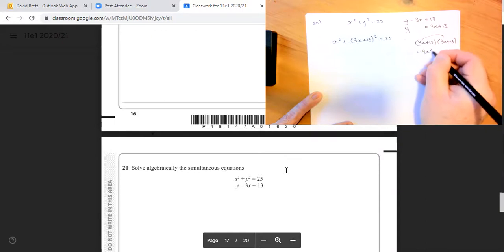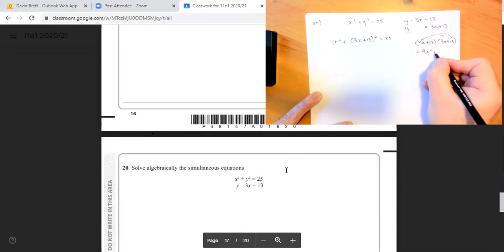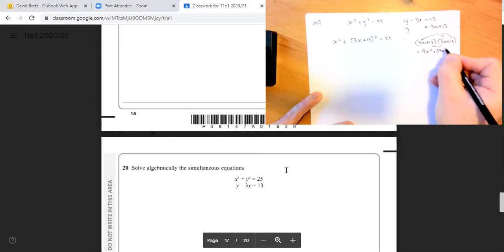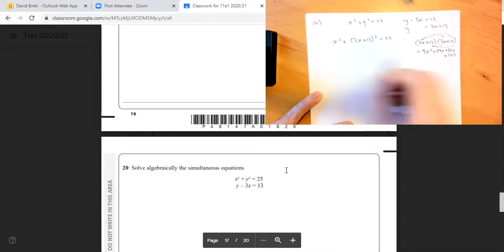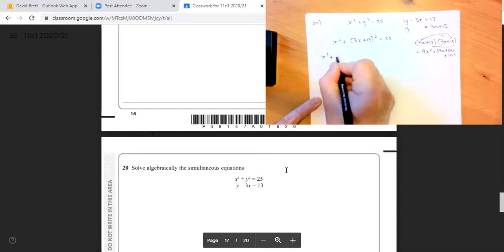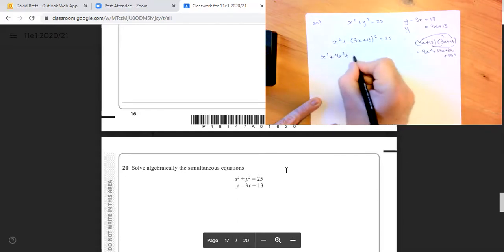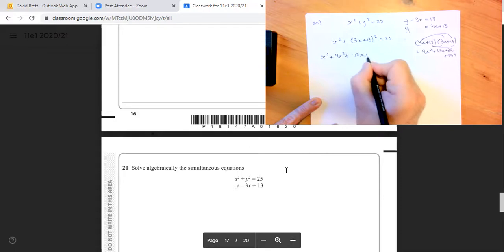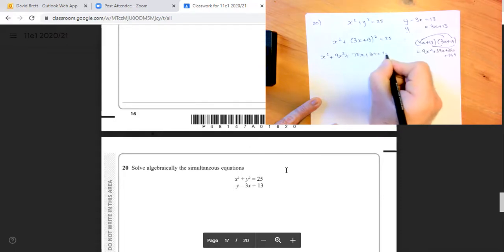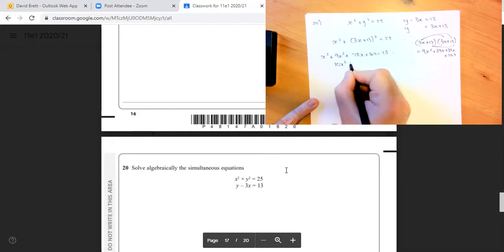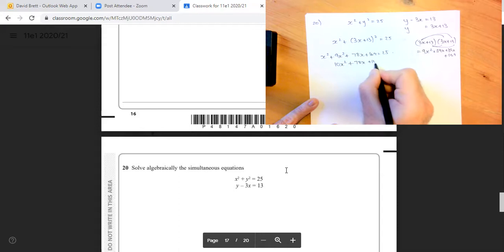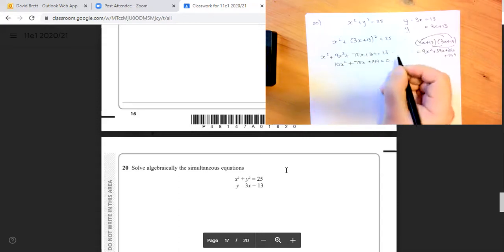9x squared, 39x, 39x, 169. So now x squared plus 9x squared plus 78x plus 169 equals 25. So now it's starting to look a little bit like a quadratic equation. 10x squared plus 78x plus 144 equals 0.